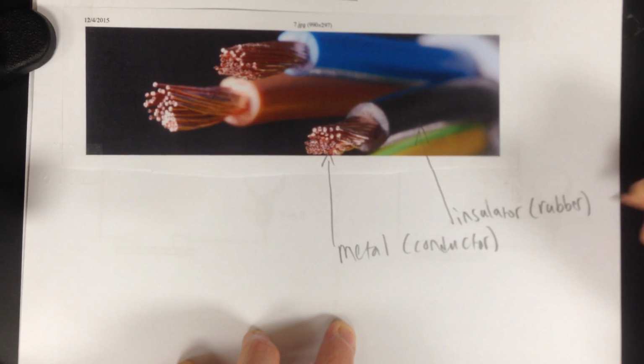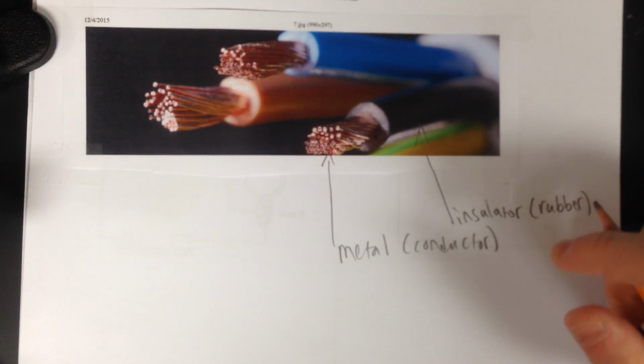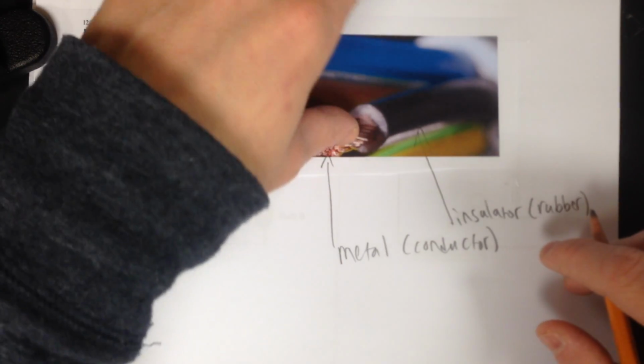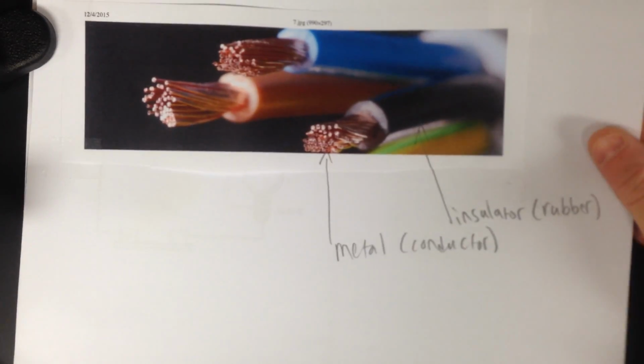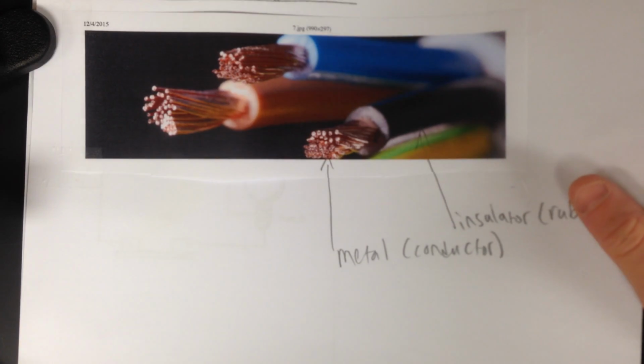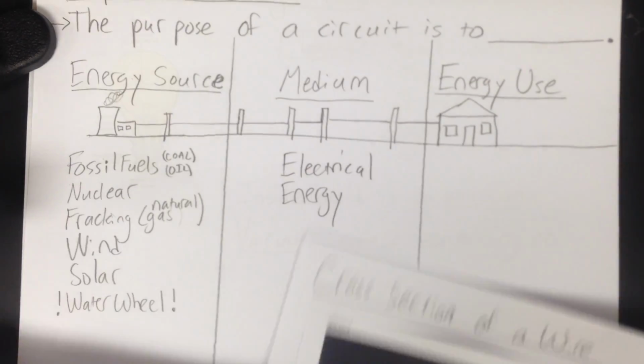Rubber. So electricity depends on both conductors and insulators. A circuit depends on both. Metal inside of the wire to conduct the electricity, insulator so you could touch and use the wire. Okay.